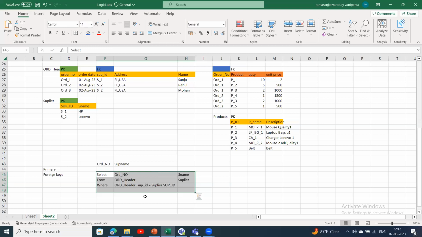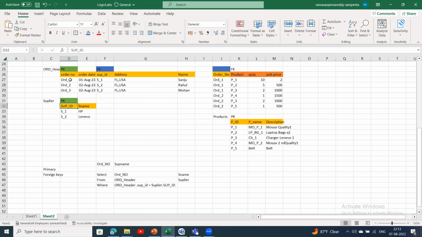And remember the 90% rule for how we join: 90% of the joins are primary key, foreign key joins only, across all the tables, in all the programs, all the DBMS or RDBMS concepts. There won't be any join without primary key, foreign key. See, I can join this SID with this SID. Yes or no? Is this a primary key, foreign key relation or not?